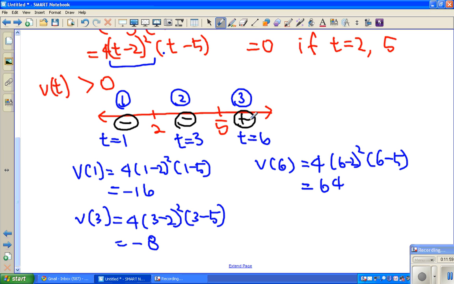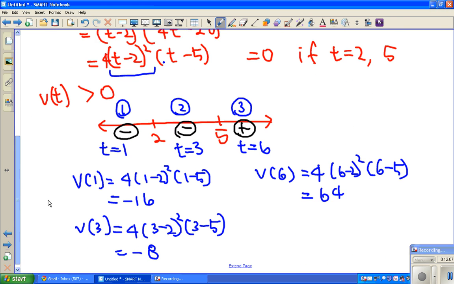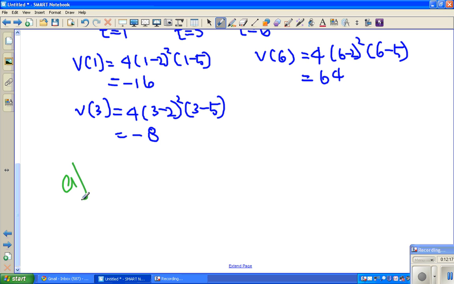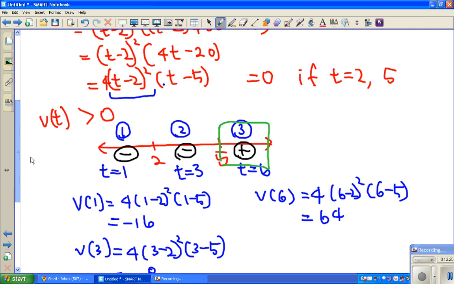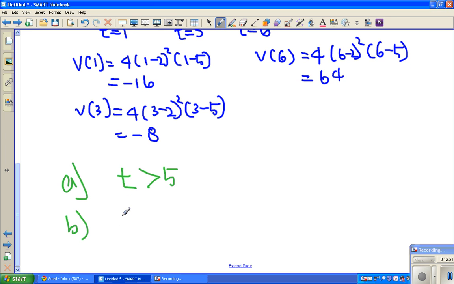Now, in fact, as we do this, we answered a few questions already. So first, when is the particle moving to the right? Our answer, well, that would have been right here. So to answer part A, the answer is when t is greater than 5. That would be our answer. For number B, when is the particle at rest? That's when v(t) is equal to 0, which means t has to be equal to 2 or 5.